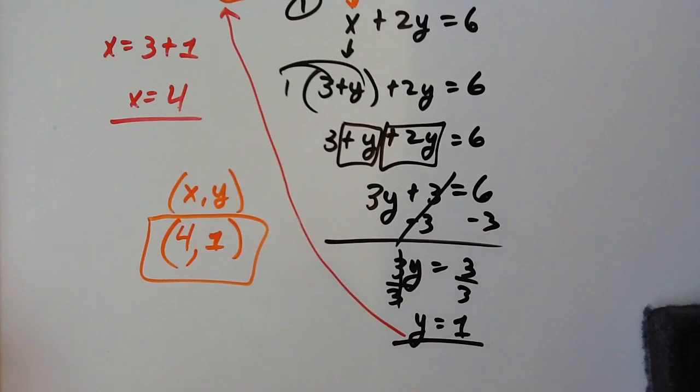This is the only ordered pair that works in both equations, and if we were to graph these lines on the coordinate plane, these lines would cross at exactly that point, (4, 1). They would cross at that point and only that point.